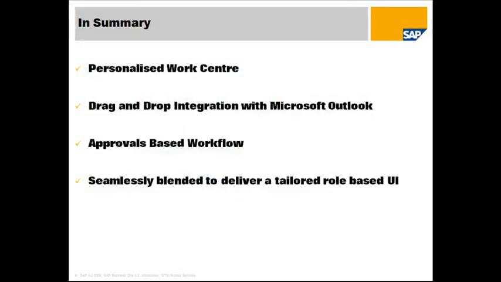So let's sum up. What did we see? Well, first thing we looked at was the concept of the Personalised Work Centres and how we could use those widgets to pull SAP and non-SAP information together. We also saw how we could start to utilize business intelligence delivered by Crystal Excelsius and start using that to drive this concept of insight to action, getting insight about what was going on inside the business and then taking action on the basis of that. We then looked at the drag and drop integration with Microsoft Outlook. We saw how the transactions then kicked into our approvals-based workflow, which is a standard part of SAP Business One 8.8. And we saw how all of this was seamlessly blended to deliver a tailored role-based user interface.